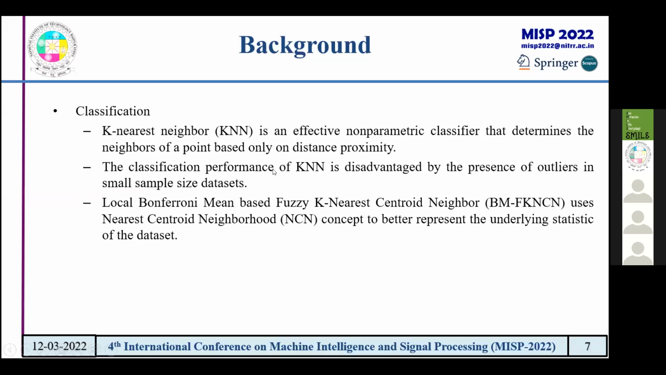Can you move fast on your results? Okay, sir. Not in much depth, come to your result and your conclusion, whatever your achievements.